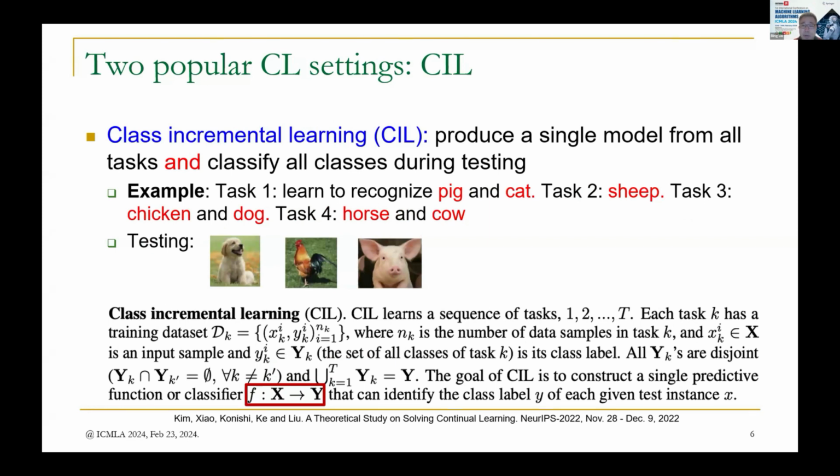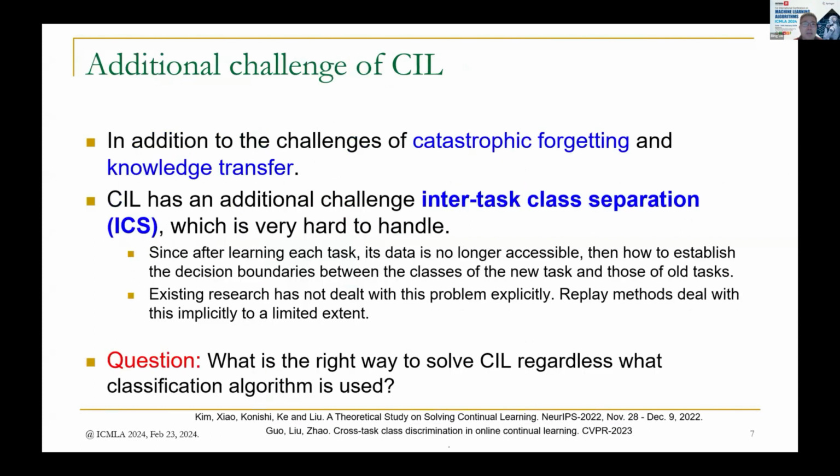And that basically causes us lots of forgetting, because when you learn the sheep and you don't have the data for the pig and the cat anymore, and then you modify the network, you're going to cause a lot of forgetting, and this is challenging.